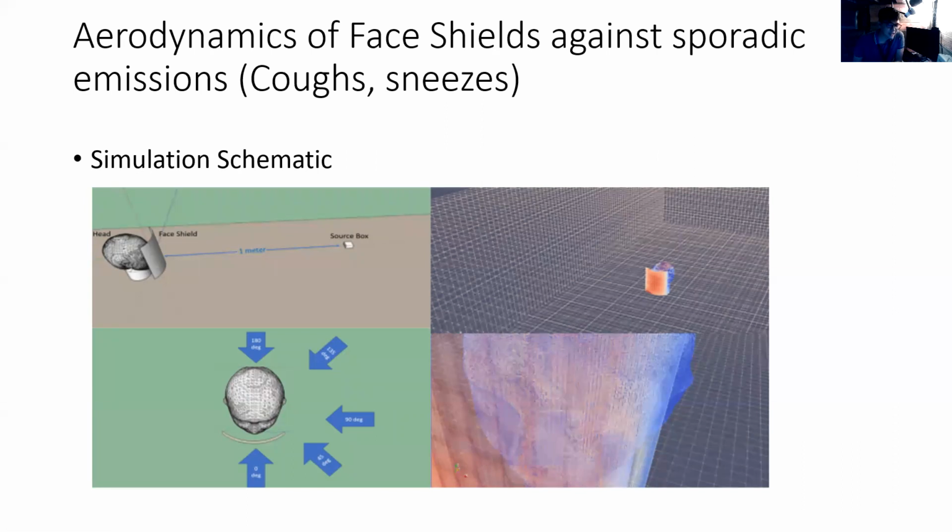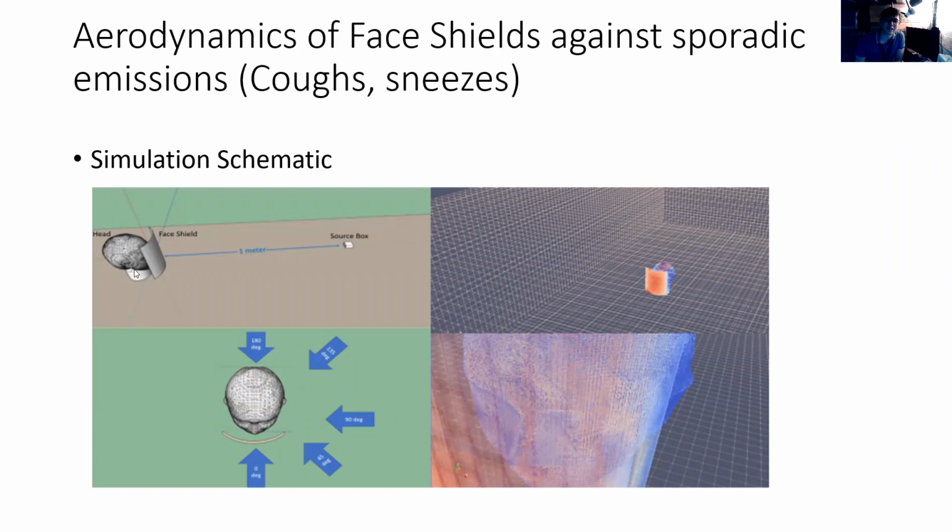Basically, I did computational fluid dynamics, CFD for short, which is the numerical analysis of wind flow. Using computational assistance, I simulated wind flows. We have a setup here: there's a source box introducing the sporadic emission, a cough or sneeze, and then there's a dummy head at the end of the line.